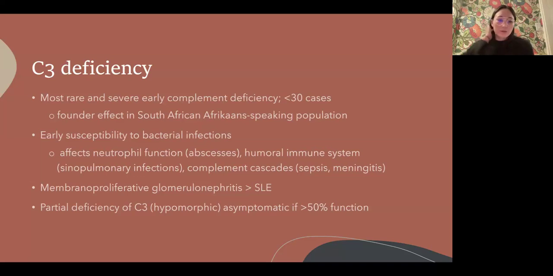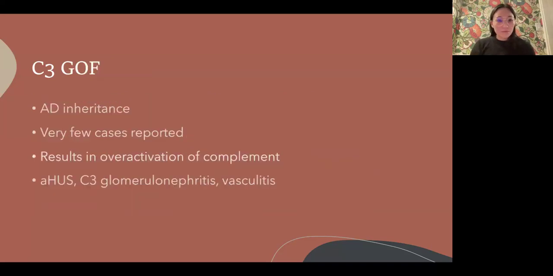But then there's also been found people who have hypomorphic C3, and so they can actually be asymptomatic if they have enough function of their C3. And then there's C3 gain of function. So naturally that leads to an overactivation of complement. And we'll talk more about some conditions that cause overactivation of complement when we talk about the regulation portion. But this will result in atypical HUS, vasculitis, and something called C3 glomerulonephritis, which is quite rare.